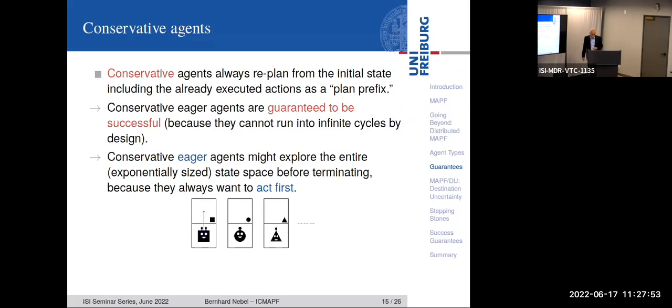And here I have an example for that. So the square agent moves, and then the circular agent moves to the goal. And then, because now we have a different situation, the square agent can think, well, I go down again, and then he goes down, and then the triangle agent goes up, and then now the circular agent can go down again, because we don't have a cycle here yet.